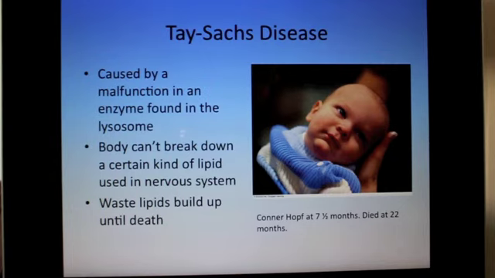One real-world example of a malfunction in the endomembrane system is Tay-Sachs disease. This is a horrible genetic disease that affects people of French Canadian and Ashkenazi Jewish descent. This is caused by a malfunction in an enzyme found in the lysosome. If you're born with this malfunctioning enzyme, your body can't break down a certain type of lipid used in the nervous system. So this lipid just builds up and builds up until the waste lipid causes you to die.